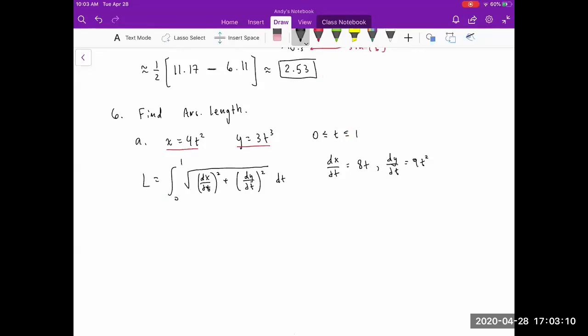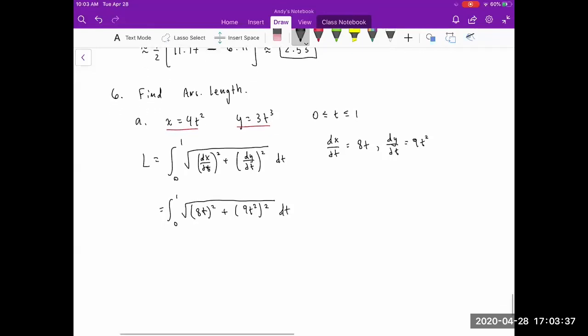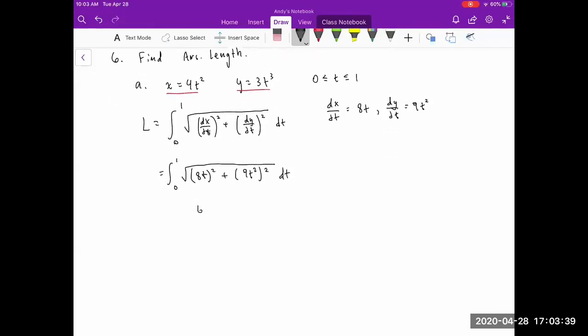When plugging this in, we still have the integral from 0 to 1 of the square root of (8t) squared plus (9t squared) squared, dt. Perfect. So this is 64t squared plus 81t to the 4.